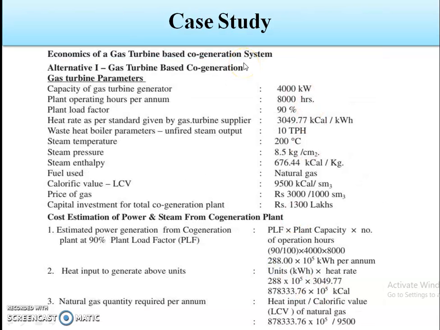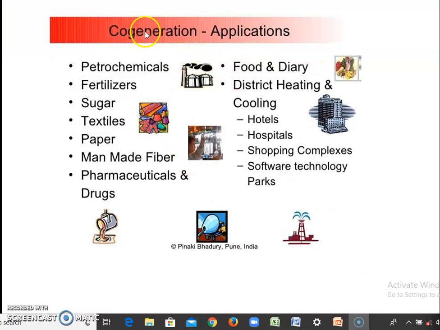In the next slide, we discussed the case study, where you can study the economics of the gas turbine based cogeneration system. There are two methods. One method is the alternative method, a gas turbine based cogeneration unit. Cogeneration units are used for various applications.